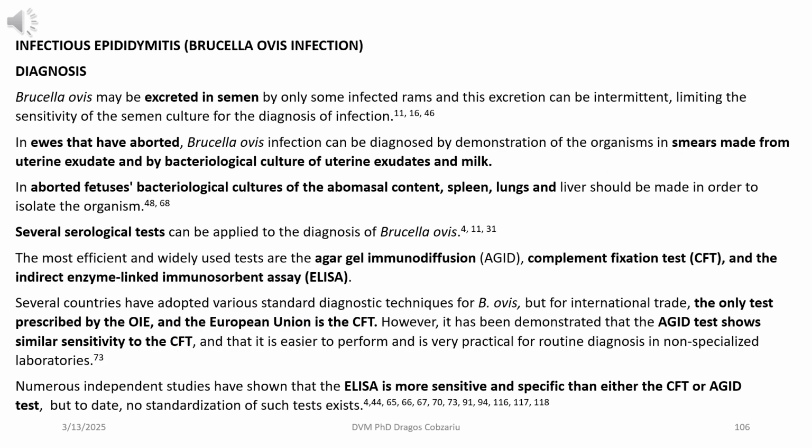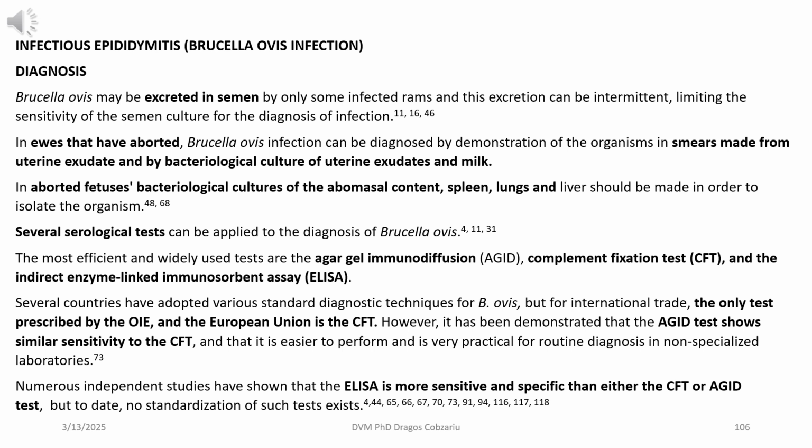Brucella ovis may be excreted in semen by only some infected rams, and this excretion can be intermittent, limiting the sensitivity of the semen culture for the diagnosis of infection. In ewes that have aborted, Brucella ovis infection can be diagnosed by demonstration of the organisms in smears made from uterine exudate and by bacteriological culture of uterine exudates and milk. In aborted fetuses, bacteriological cultures of the abomasal content, spleen, lungs and liver should be made in order to isolate the organism.